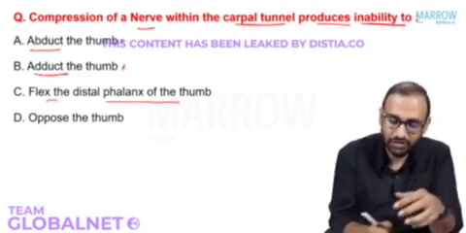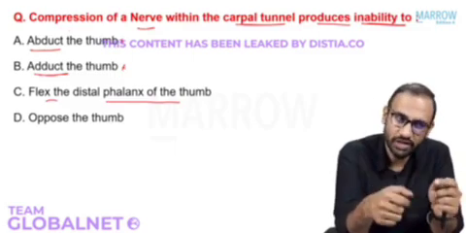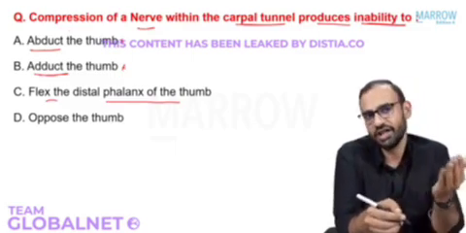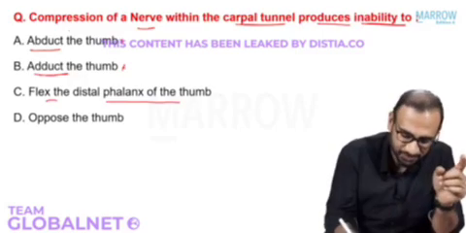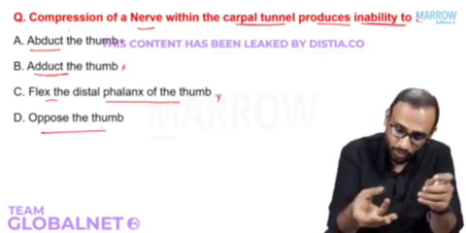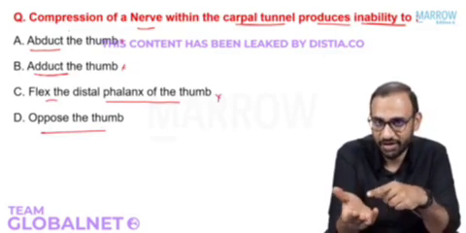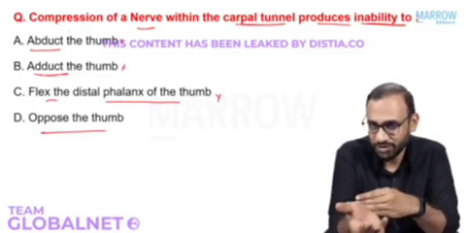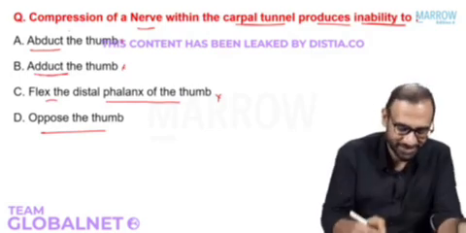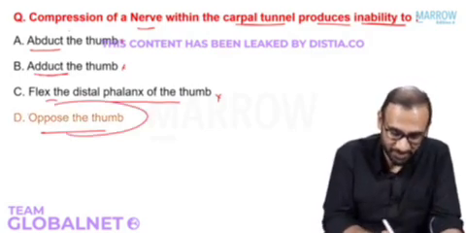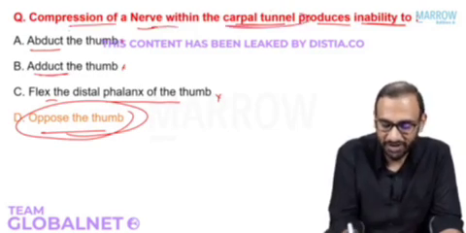Flex the distal phalanx of the thumb. Flexion of the distal phalanx of the thumb, or the interphalangeal joint of the thumb, is brought about by flexor pollicis longus, which is supplied by anterior interosseous nerve way before the carpal tunnel. So compression in the carpal tunnel will have no effect on that. Oppose the thumb? Yes. Opponens pollicis is the thenar muscle that is supplied by the median nerve after the flexor retinaculum. So compression over the flexor retinaculum, or carpal tunnel syndrome, will manifest in the weakness of opponens pollicis. So opposition of the thumb would be affected and the patient will have inability to do that if there is compression of the nerve in the carpal tunnel.